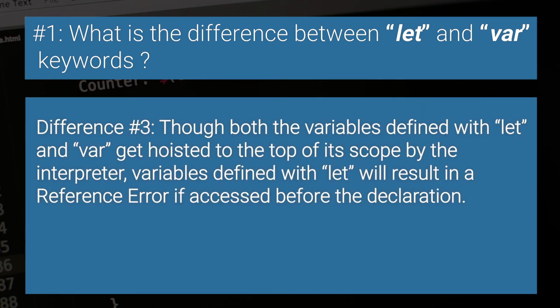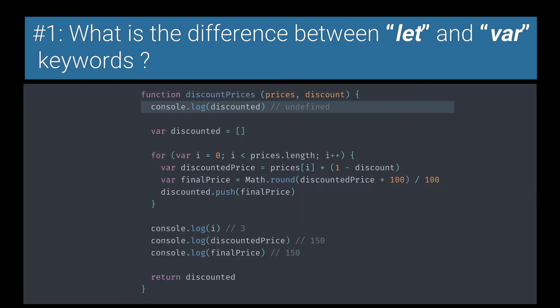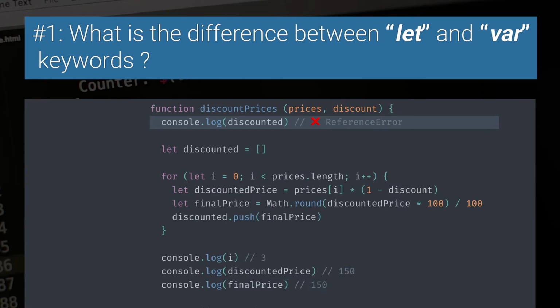Difference number 3 between let and var keywords, though both the variables defined with let and var get hoisted to the top of its scope by the interpreter, variables defined with let will result in a reference error if accessed before the declaration. For example, here in this code snippet, we see that the variable discounted, which is declared with the keyword var, is hoisted at the top of its scope and hence can be accessed already before its declaration. However, here in the second code snippet, we see that the variable discounted, which is declared with the keyword let, is hoisted at the top of its scope but cannot be accessed already before its declaration, which is why it would lead to a reference error.